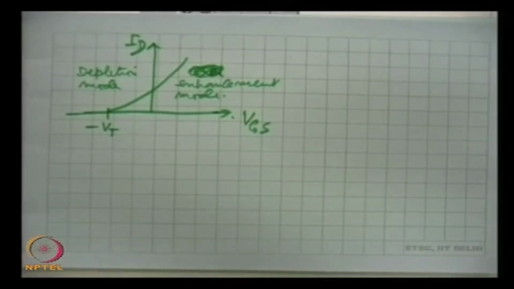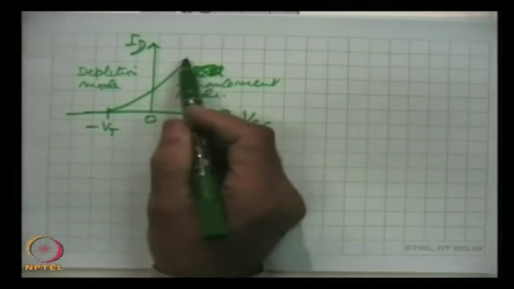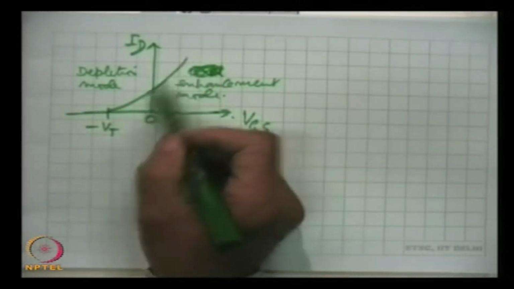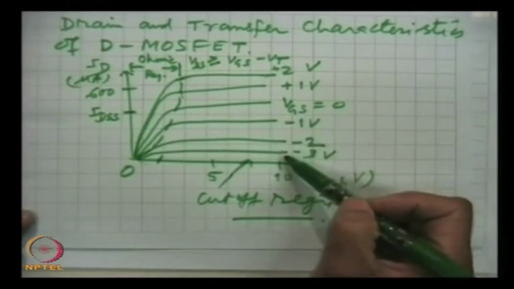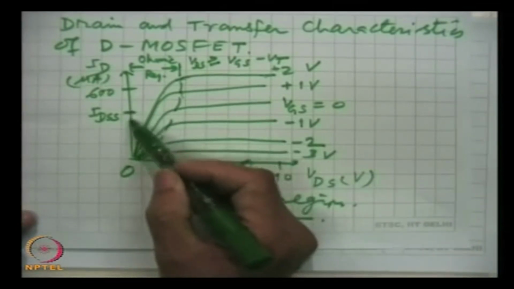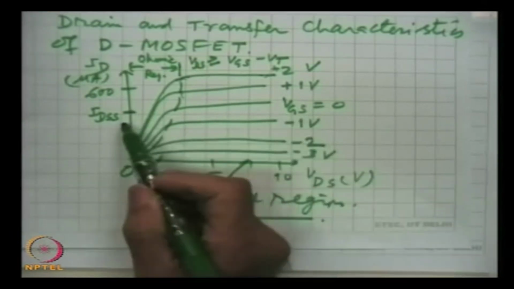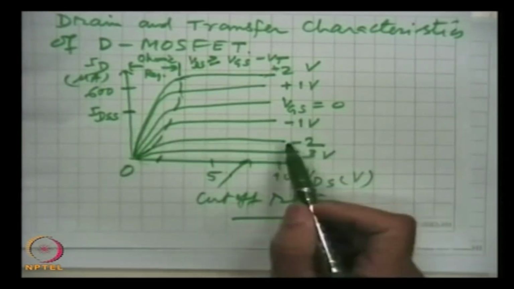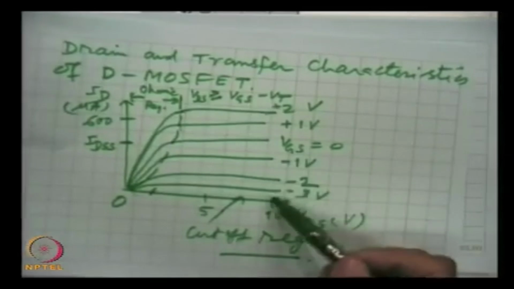Enhancement mode, this is 0. Now, such a plot, this is important, such a plot can be obtained from drain characteristics also. If we take different values of VGS and plot the variation in ID, taking it as -1, take the corresponding ID, VGS -2, take this value, and this way we can collect all the values of VGS and corresponding values of IDS we can plot.